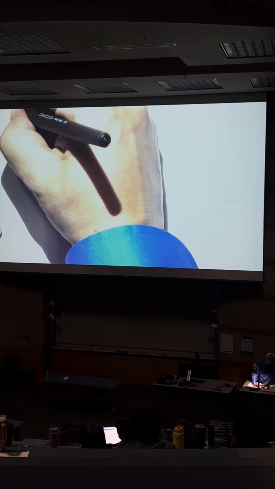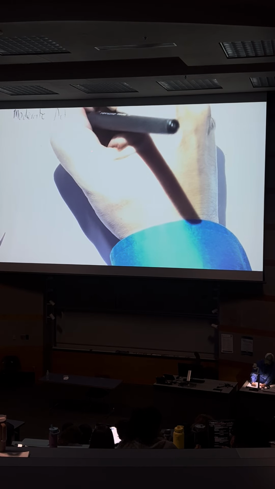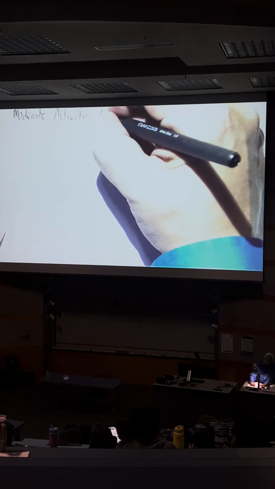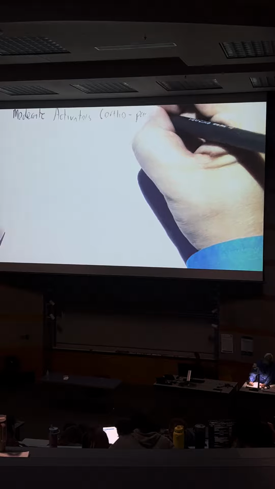All right, so those were the strong activators. These next examples are moderate activators. They're activators nonetheless, so these are still ortho-para-directing.